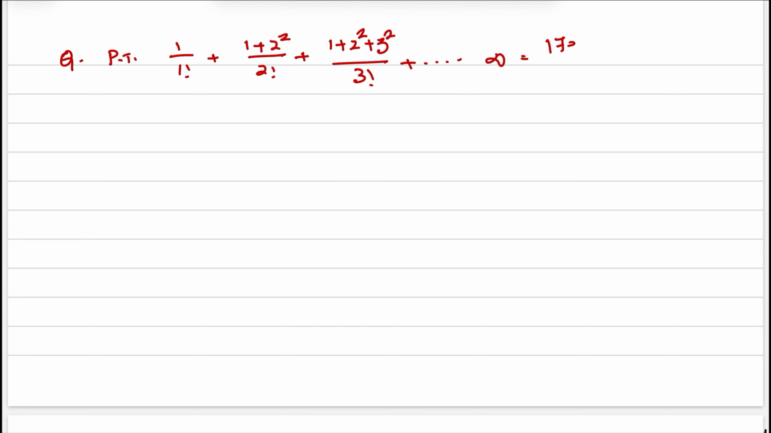What is the question given? The question is, prove that 1 by 1 factorial plus (1 plus 2 square) by 2 factorial plus (1 plus 2 square plus 3 square) by 3 factorial plus up to infinity is equal to 17e by 6.